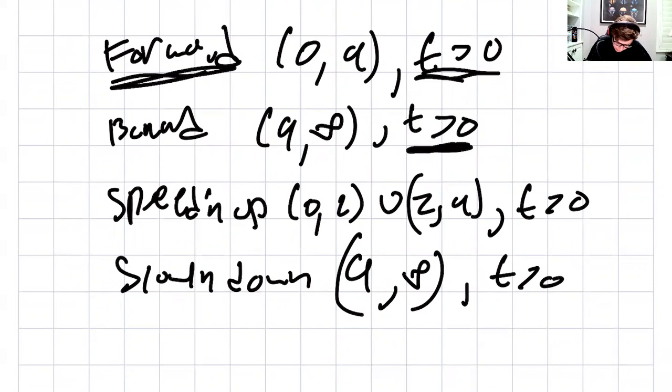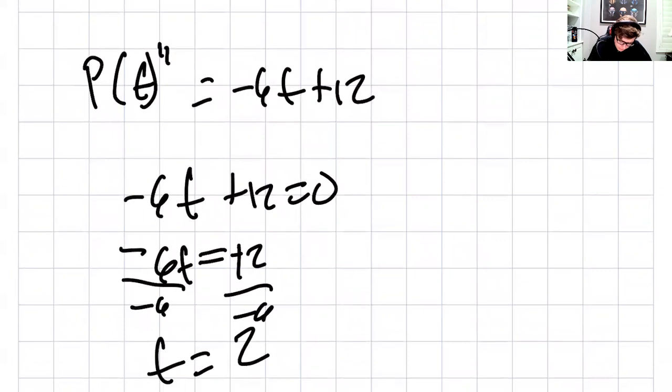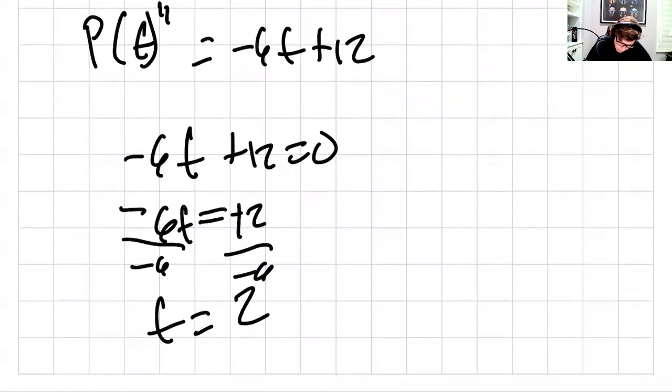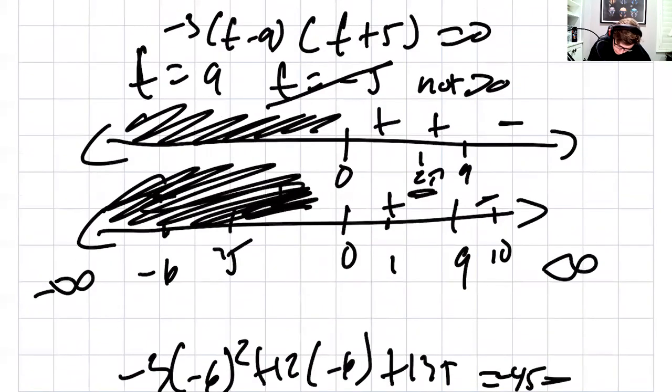Then for speeding up and speeding down, what you have to do is you come down here and you find the second derivative of the very original equation, which ends up being negative 6t plus 12. Then you solve for t and you end up getting t is equal to 2. So 2 becomes another critical point, but then you have to come back up here and line these number lines up. So you have these two number lines, 0 is lined up, 9 is lined up. Once again, we don't care about anything to the left of 0, so we can cross all that out.